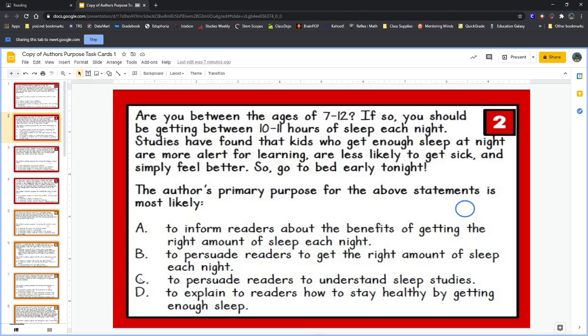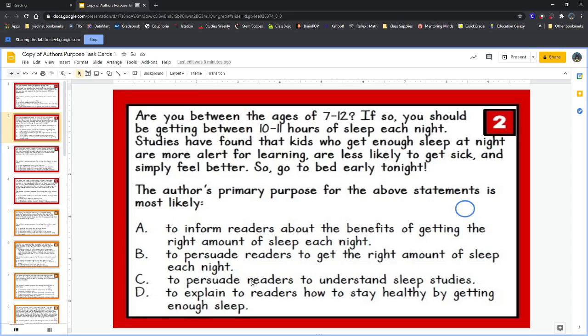Okay, they're saying the right amount of sleep. And what are they saying about the right amount of sleep, Bella? What about the right amount of sleep? What did they tell us about it? Okay, so the right amount of sleep, it says between 10 and 11 hours, right? Why do you want to get that much sleep? What do they tell us could happen if you get the right amount of sleep? Who can tell me? Kylie, what do they say in the story is something that could happen because you get enough sleep?